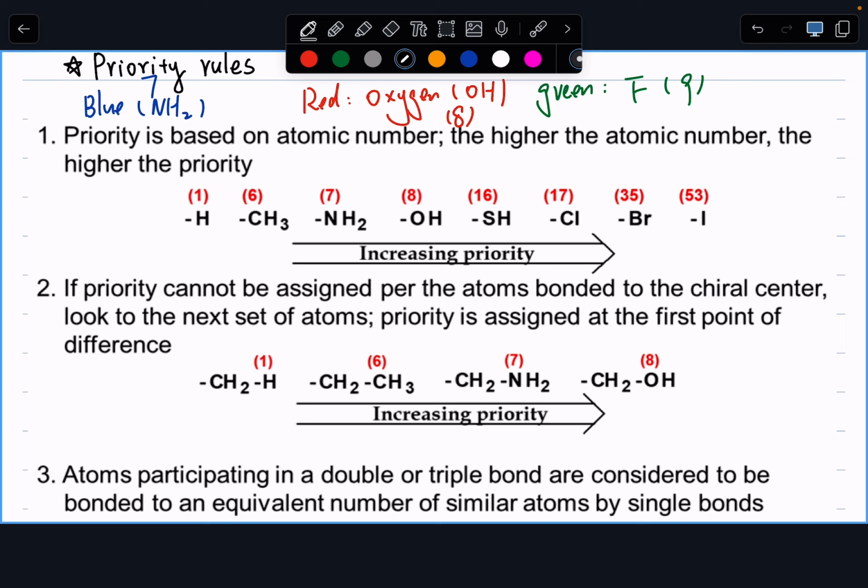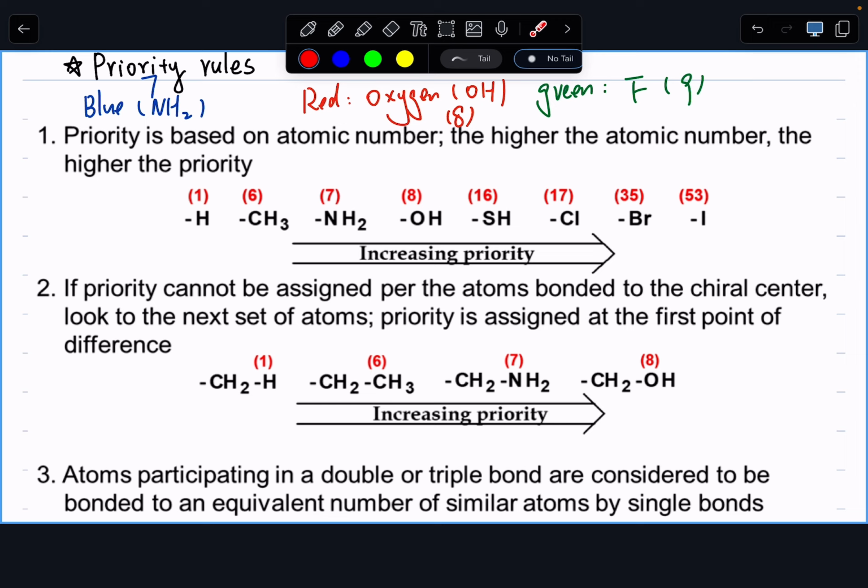Now both of them are carbon, so that goes to rule number 2, which is if the priority cannot be assigned per the atom attached to the chiral center, so in both cases they're carbon attached to the chiral center, we look at the next set of atoms. So the priority will be different at the first point of difference.